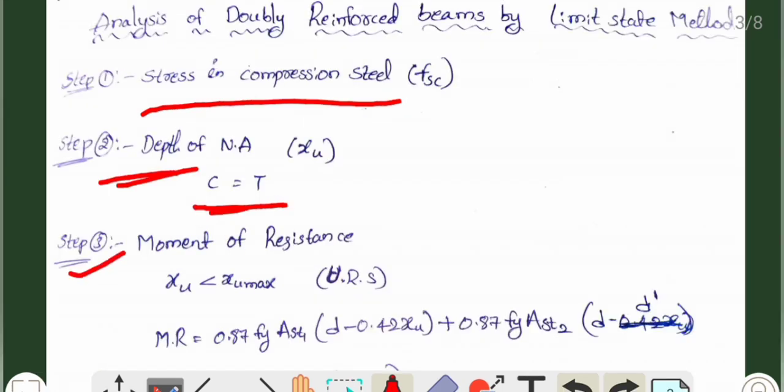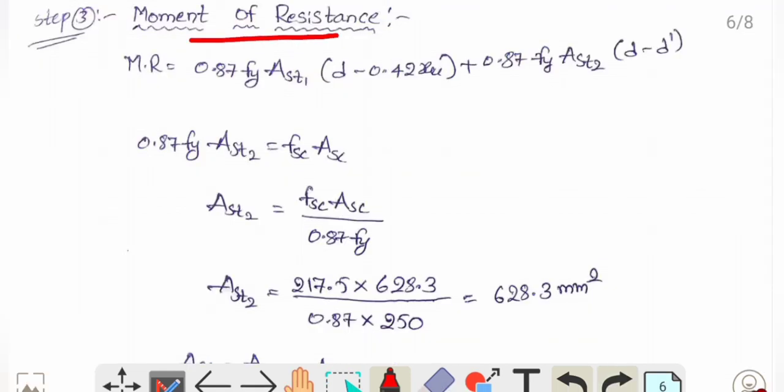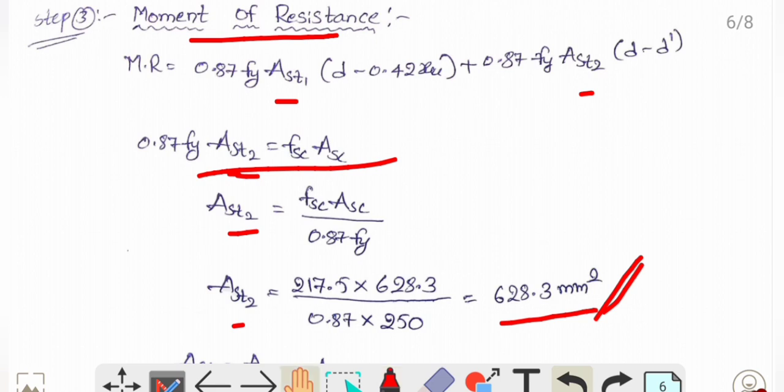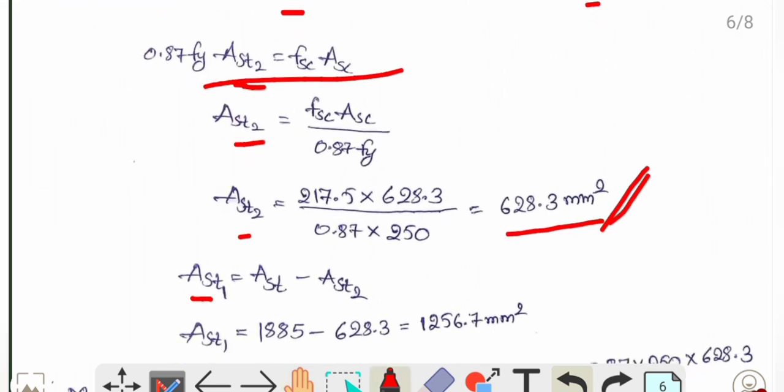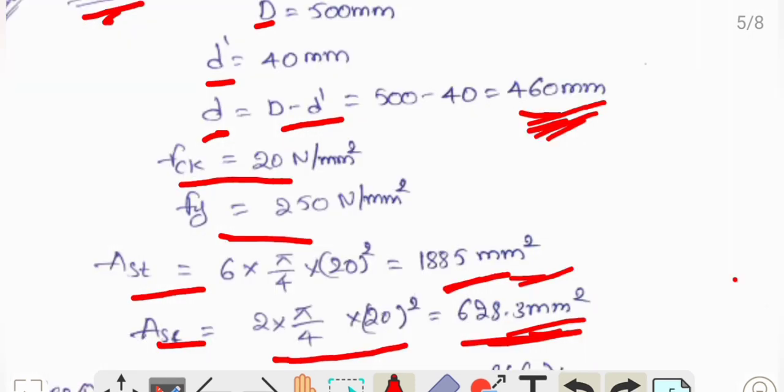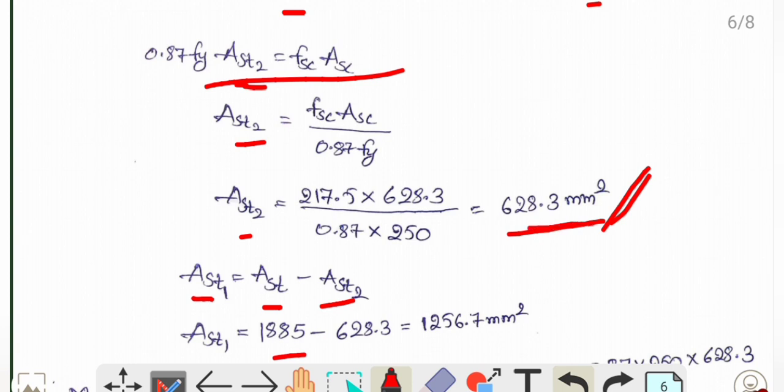Moment of resistance equals 0.87 fy Ast1 into d minus 0.42 xu plus 0.87 fy Ast2 into d minus d dash. We know all the terms except Ast2 and Ast1. So first we calculate Ast2 by using this. Substitute all the values and solve, we get Ast2 equal to 628.3 mm square. After that we calculate Ast1 equal to total area of reinforcement minus Ast2. Total area of reinforcement Ast equals 1885 minus Ast2, which is 628.3. We get Ast1 equal to 1256.7 mm square.